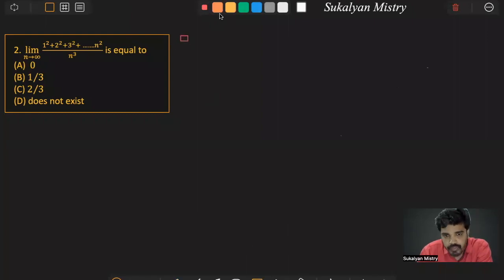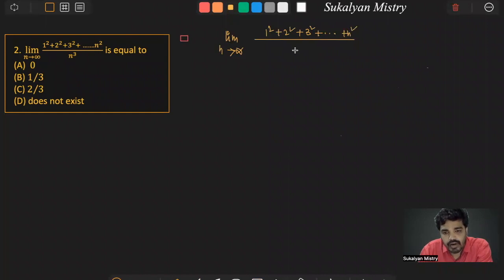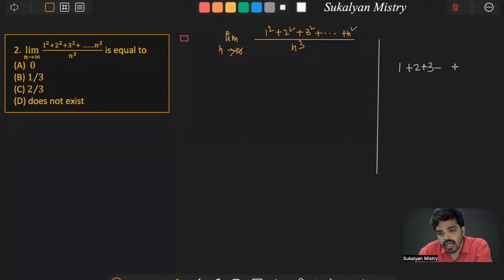So next, we have to calculate the limit as n tends to infinity of (1 square plus 2 square plus 3 square plus up to n square) divided by n cube. You know this result. 1 plus 2 plus 3, that is the sum of n terms, that is n into n plus 1 divided by 2, right?